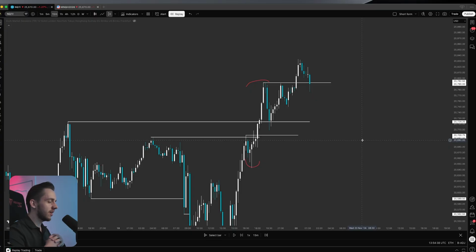And understanding the difference between internal and external liquidity, at least what I like to call it, I don't really know if there's a name for it, but understanding the difference between these liquidity levels is what made liquidity click for me. So if you have any questions, you can leave them in the comments and I'll be happy to answer them.